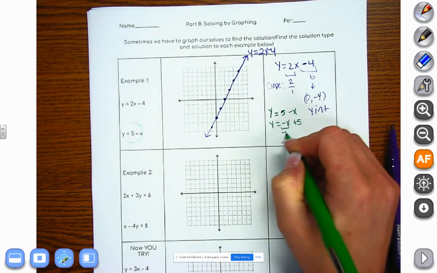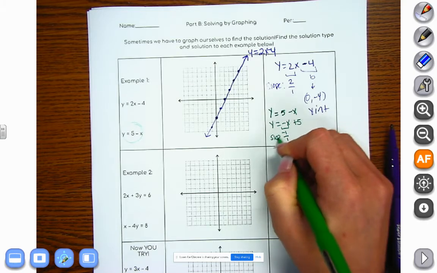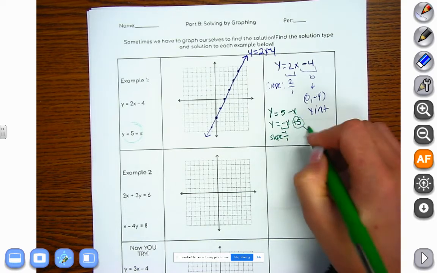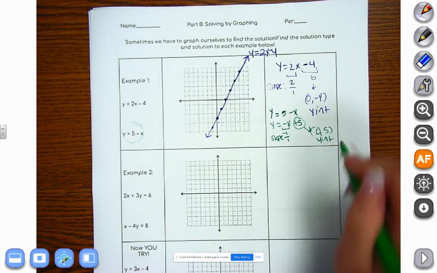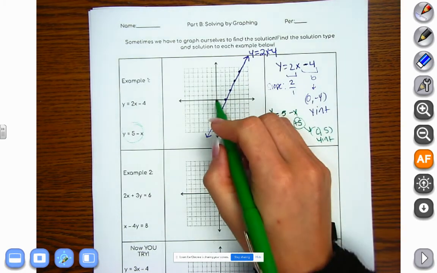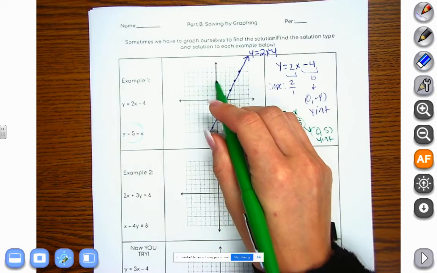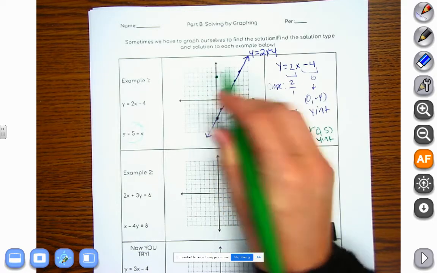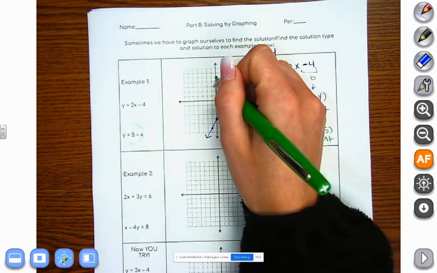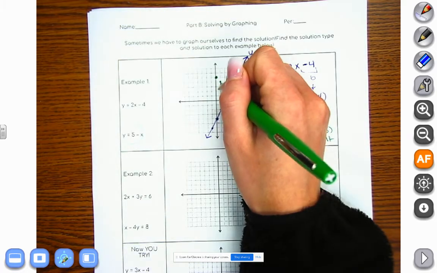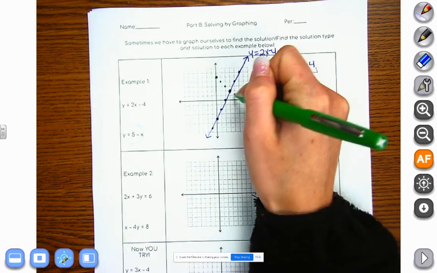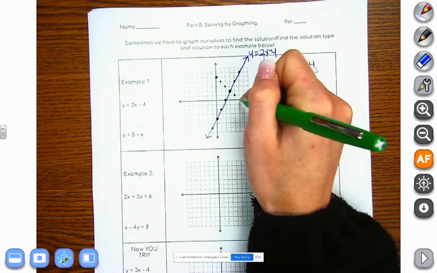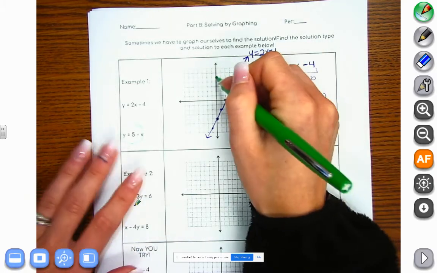This is our slope, which is negative 1 over 1. Okay? And then the 5 is part of our y-intercept, which is 0, 5. When we graph this, we have 0, 5. And then we take our slope again, which is negative 1 over 1, and we go down 1, right 1. Down 1, right 1. Down 1, right 1. And then we can collect these points.